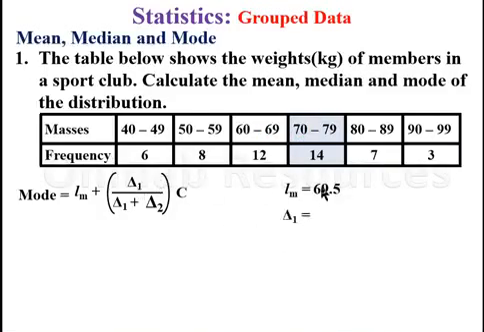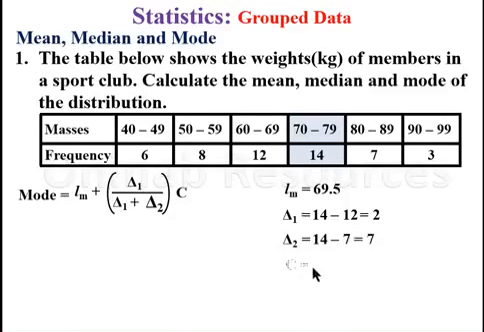Then we have delta. Delta 1 is the difference between the frequency of the modal class and the class before it. That's going to give us 14 minus 12, which gives 2. And delta 2 is the difference between the frequency of the modal class and the class after it. So that's going to give us 14 minus 7, which gives 7.